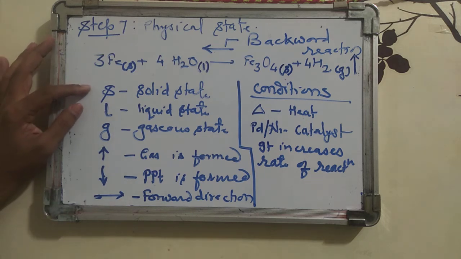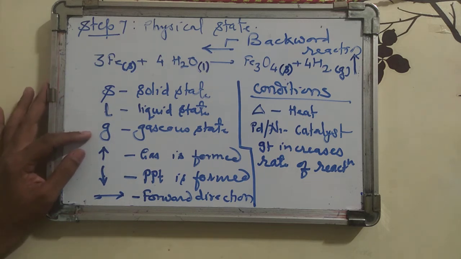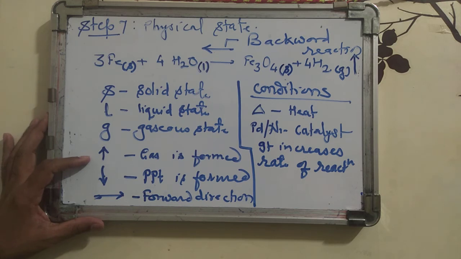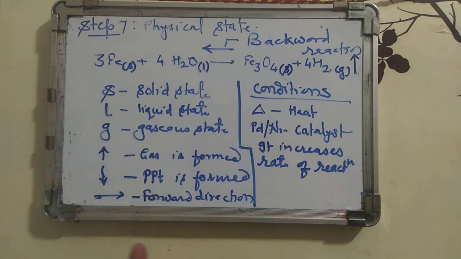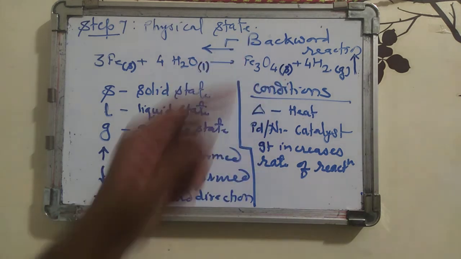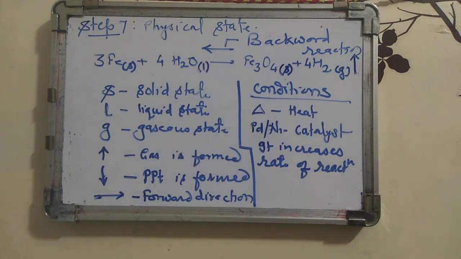S stands for solid, L stands for liquid, G stands for gaseous state, and this upward arrow stands for gas released during the chemical reaction. Downward arrow indicates that a precipitate or solid formation takes place in the reaction. This arrow indicates the forward direction of the reaction, and this arrow indicates the backward direction.